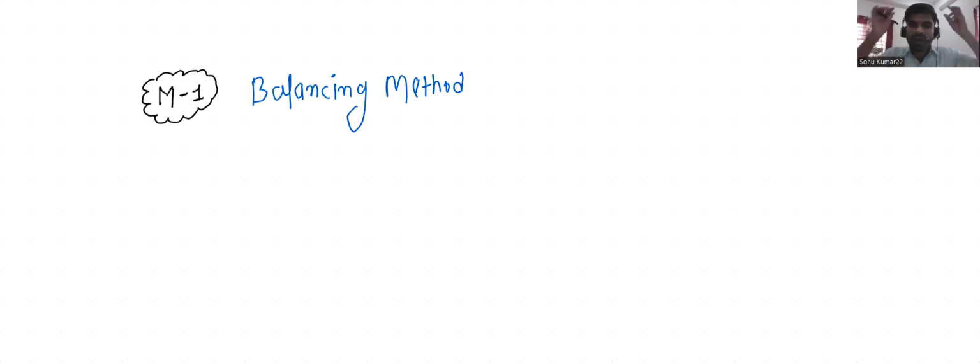It means whatever operation you do on either side, you have to do the same operation on the other side also, so that the balance is never disturbed. We know that there is an equal sign. The left side of the equal sign is called the left hand side, and the right side of the equal sign is called the right hand side.